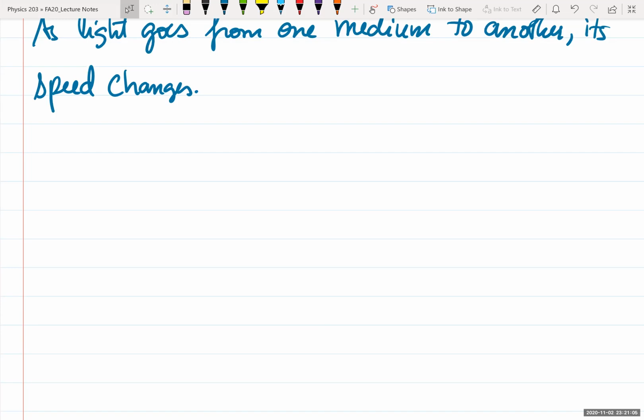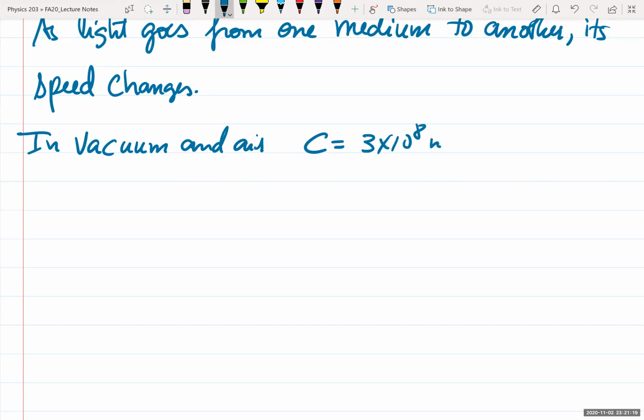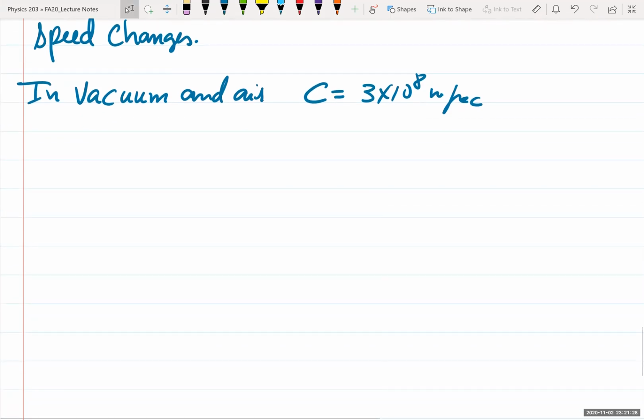Okay, so in vacuum and air, c, the speed of light, is 3 times 10 to the 8 meters per second. In air, it's a little bit slower, but we can ignore that and just assume that it's about the same as in vacuum. Now, the speed of light in other media will depend on the characteristics of the medium, and it will always be less than c.